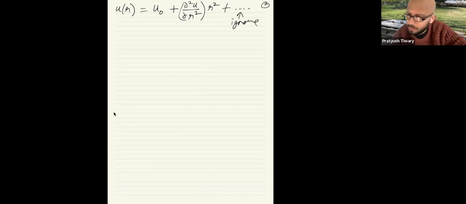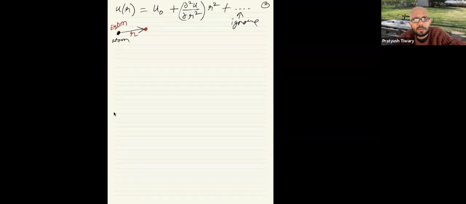So what do we mean by R here? So we have an atom, some atom, and we are talking about how much the atom has been moved to some other location. So if this was the equilibrium position, the atom has been displaced by some small amount R. That's what we are talking about, okay?